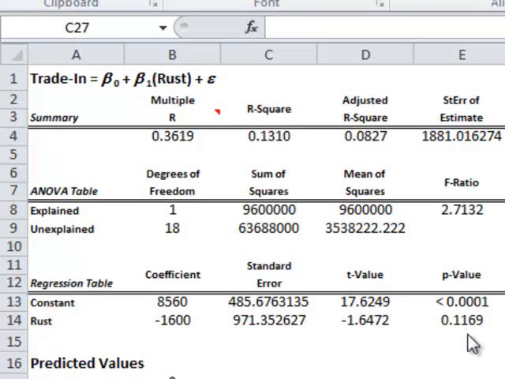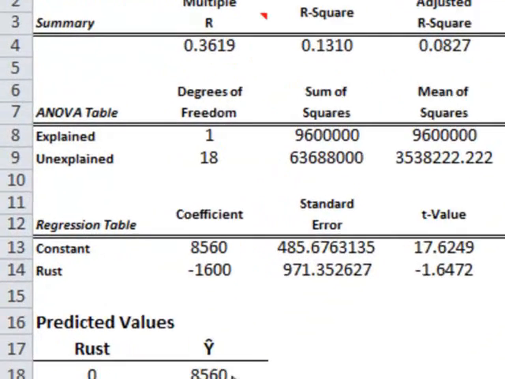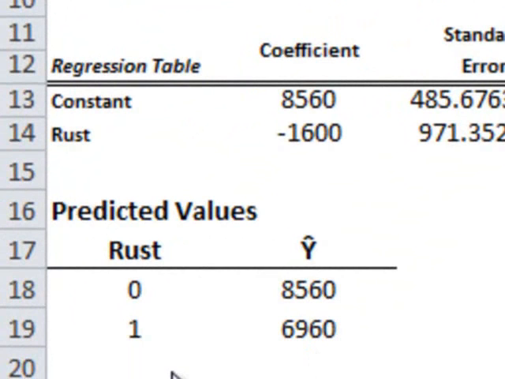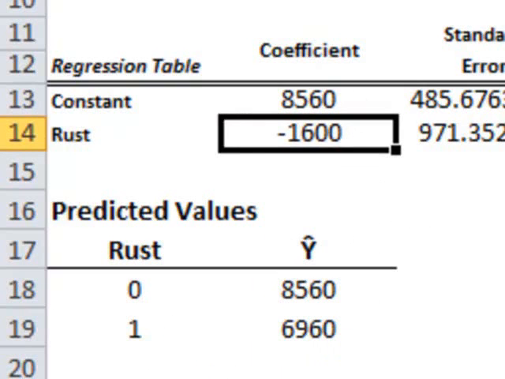Nonetheless, it will be somewhat interesting to look further at the results of this. If we compute the y-hat values at the two values of the independent variable, when rust equals 0, then our predicted value is simply the intercept of 8560. And when rust equals 1, the predicted value is the 8560 minus the 1600. And we could interpret, if it were statistically significant, this negative 1600 as the decrease in trade-in value when the car has rust compared to when the car does not have rust.